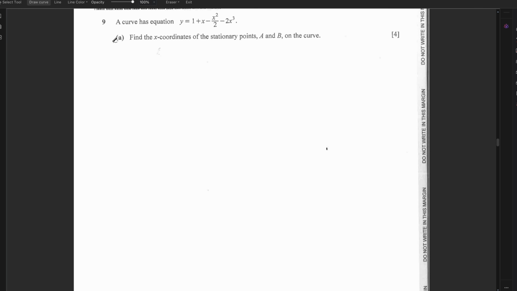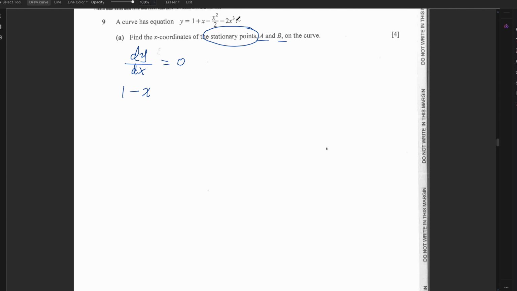Question 9. A curve has the equation as given. Find the x-coordinates of the stationary points A and B. Okay? Stationary points. Whenever we talk about stationary points, we are going to use dy dx equals to 0. So left-hand side dy dx, which we will need the first derivative of the function. Simply differentiate it. We have 1. Differentiate the 1, you get 0. Differentiate the x, you get 1. And then differentiate the x squared, you got 2x. Divided by 2, you have a minus x.